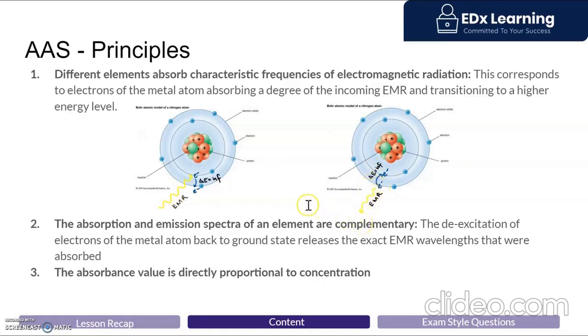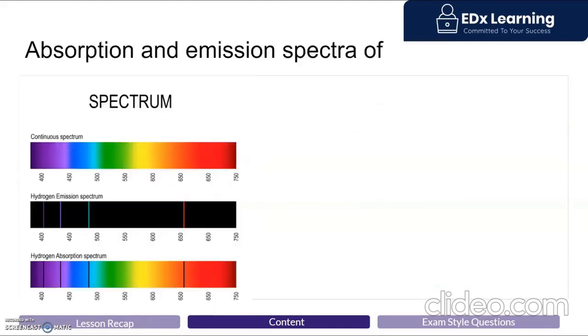The implication of this for chemistry is that the absorption spectra of an element is exactly complementary to its emission spectra, as you can see here. The same wave that was absorbed is re-emitted by a particular element. We've already highlighted that as absorbance increases, we can say the concentration of that metal cation in solution will also increase. Here's a very clear example which shows you the complementary nature of an element's emission and absorption spectra.